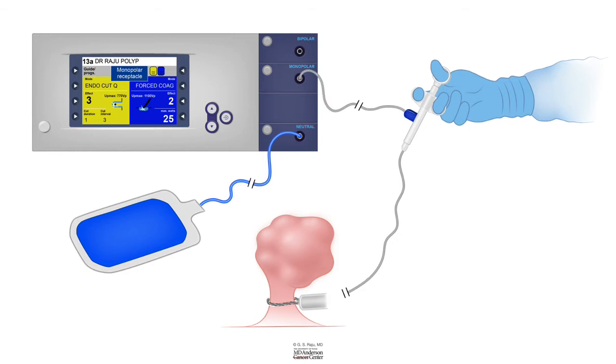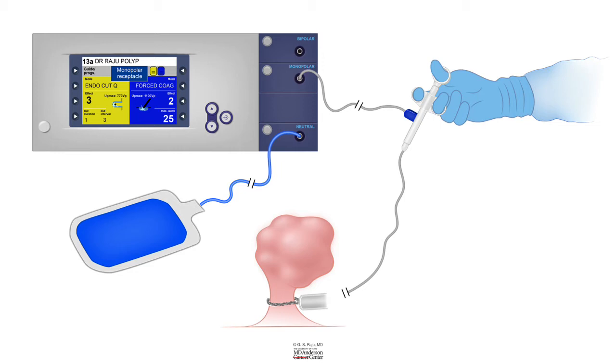So you have all the ingredients. You have the generator. From the generator, you have a cord going to the snare. The snare is around the polyp. And if we were to generate the current to go through this and create a circuit, you have a dispersive pad that will disperse the energy back to the electrosurgery unit.